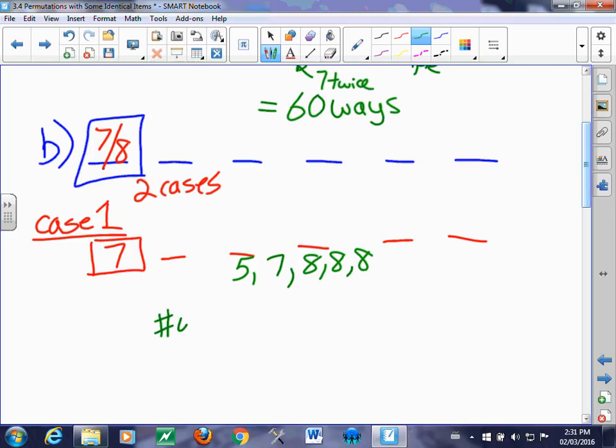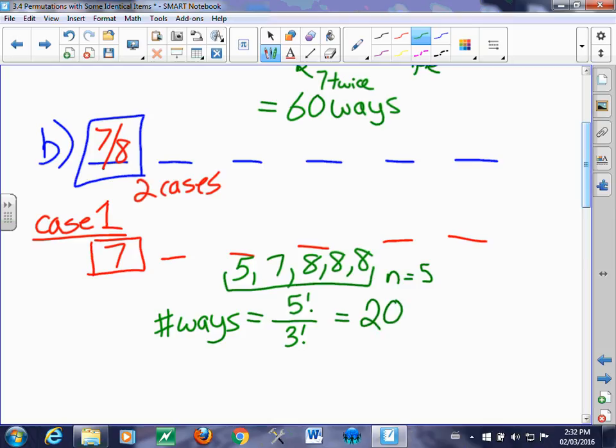Okay, so number of ways for case 1, where the 7 is first, okay, is how many do we have left that are free to move? We have 5. Okay, so n equals 5, right? Okay, and then what do we have for repeats? We've got the 8 repeating 3 times, so it's going to be 3 factorial. Okay, because the 8 occurs 3 times. Okay, plug it in your calculator and you're going to get the answer of 20. That's case 1. Case 2, and I'll move it up in a sec, folks, is where the 8 is fixed.